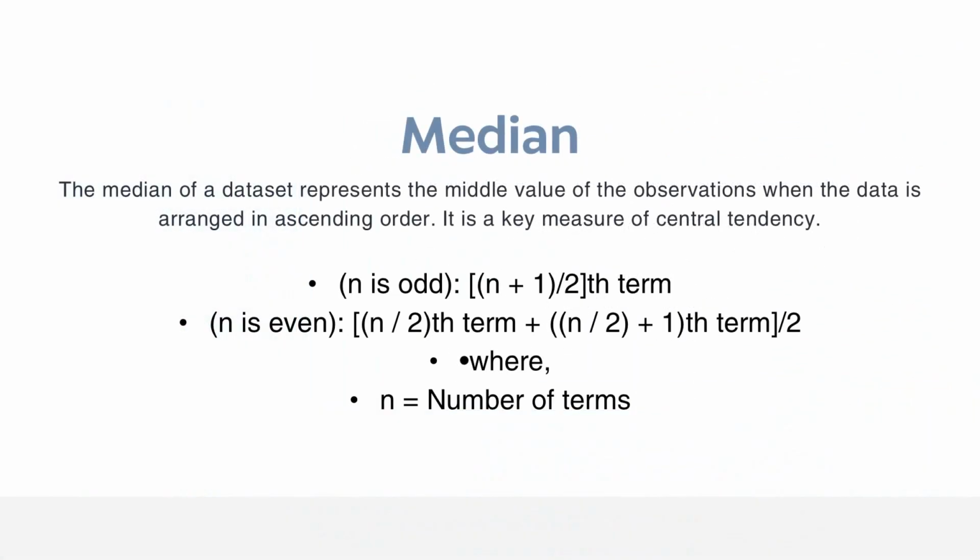Next, we have the median, which is the middle value when the data is arranged in ascending order. The formula differs slightly depending on whether the data set has an odd or even number of values. If the number of terms is odd, then the median is the middle value, that is the (n plus 1) by 2th term. If the number of terms is even, the median is the average of the two middle values, that is the (n by 2)th term plus the (n by 2 plus 1)th term divided by 2, where n is the number of terms.